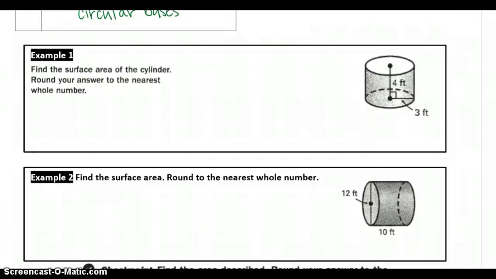In example 1, it asks us to find the surface area of the cylinder. Round your answer to the nearest whole number. So we're given the cylinder here. We see that our height going from one base to the other base is 4 feet, and the radius of our base is 3 feet. So I'm going to start with my formula for surface area. S equals 2B plus C times H.